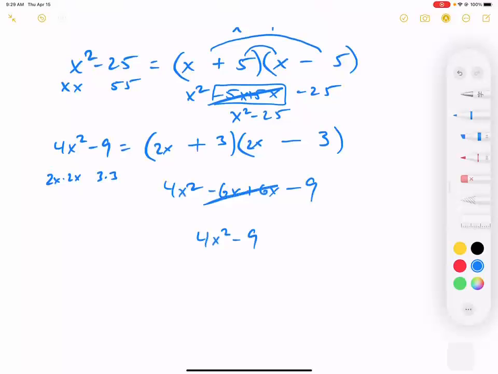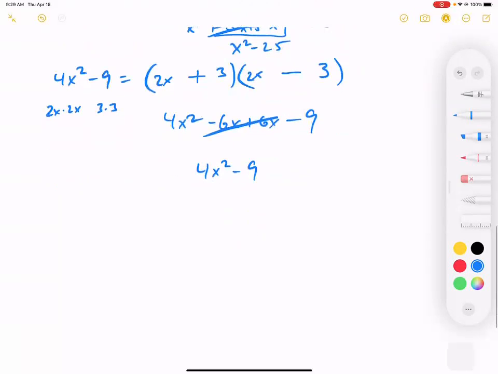So when we see these difference of two squares problems, we want to remember that this is factorable, and this is super easy factorable. They're twins, but they're plus and minus.